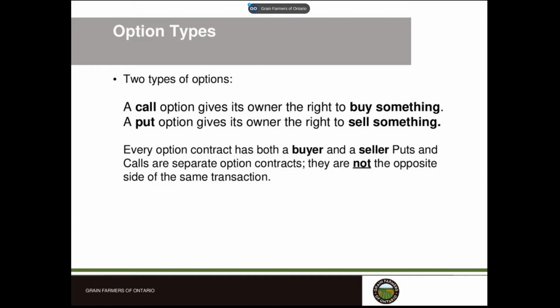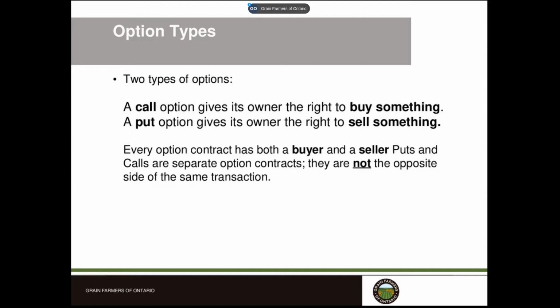So a call gives you the right to buy something at a specific price for a specific time. And a put option gives the owner of the option the right to sell something at a specific price for a specific time. And in each case, when you buy these options, you pay a premium.